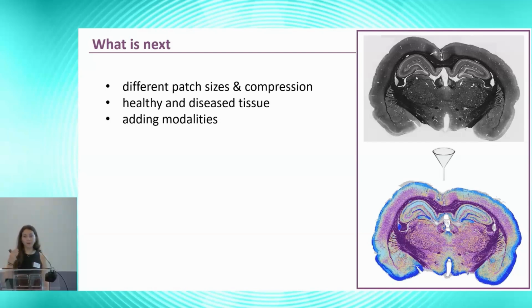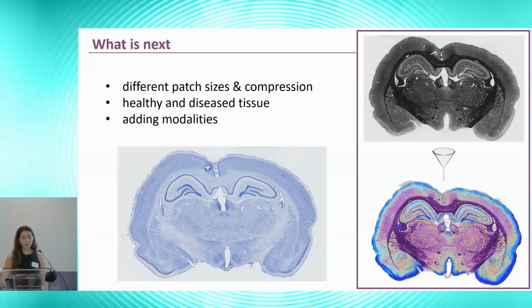I said that we have one every five sections stained for myelin, but we also have Nissl staining for the same brains. So this method can be applied as well to Nissl staining. One thing to do as well is to co-register and merge the information from those two different stainings.